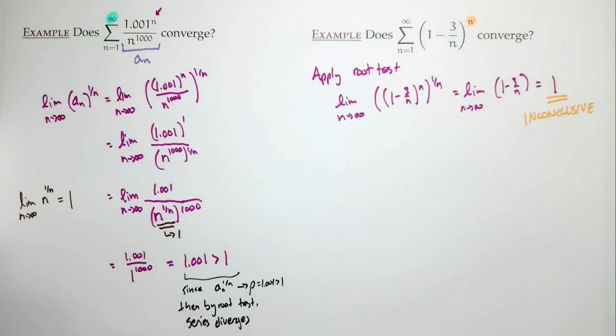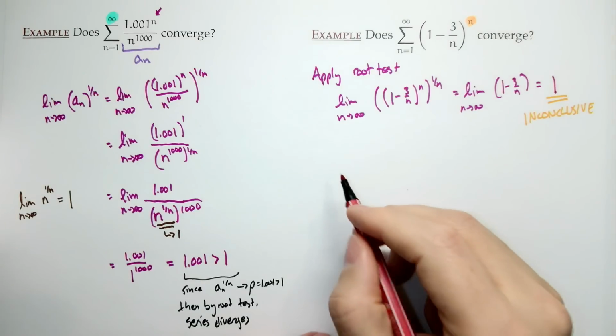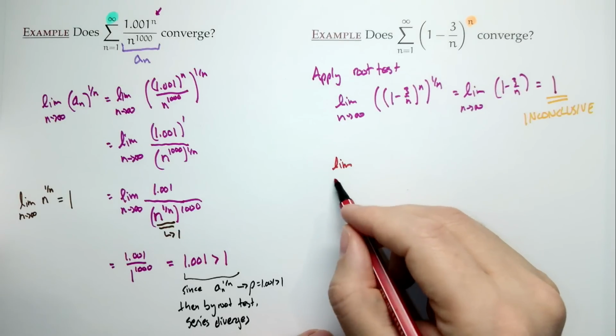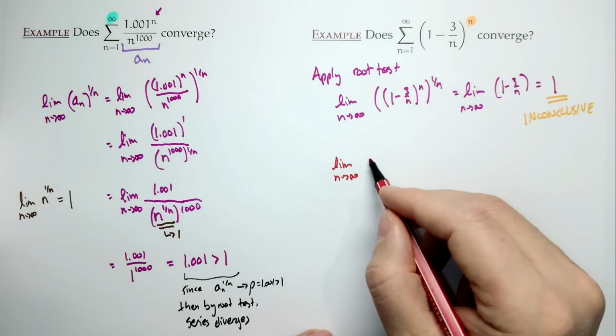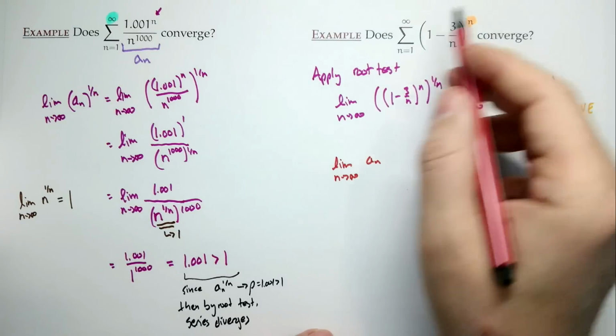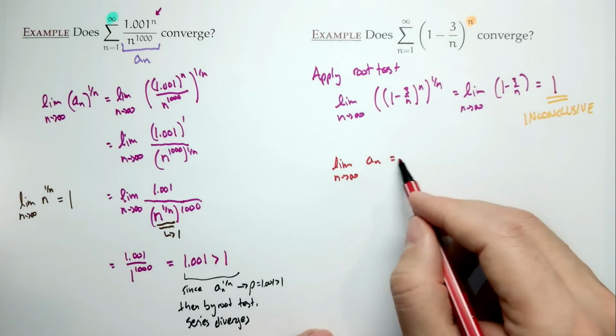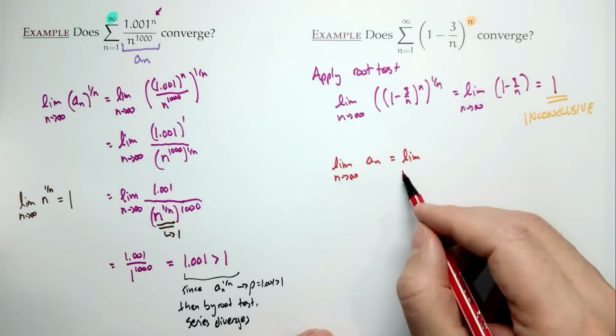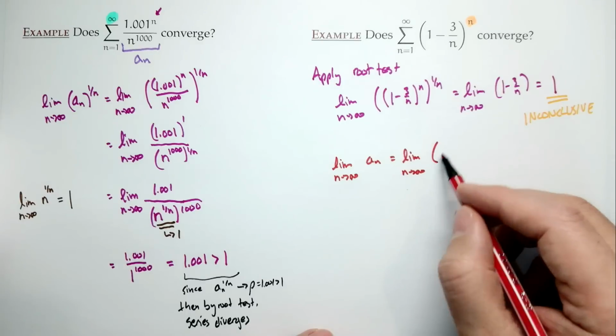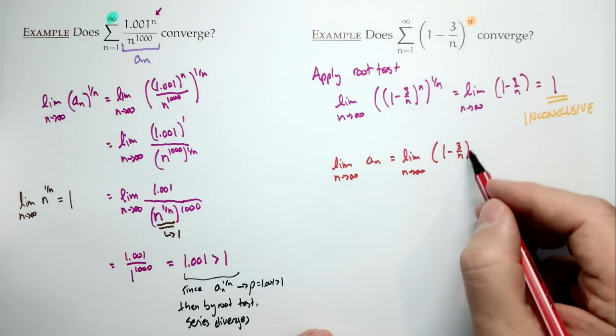All right, so let's apply a different test. Now, let's just look at the following. Let's look at the limit as n goes to infinity of a sub n, because this actually looks really familiar. We talked about this kind of thing just a few minutes ago. That's the limit as n goes to infinity of (1 minus 3 over n) to the n.